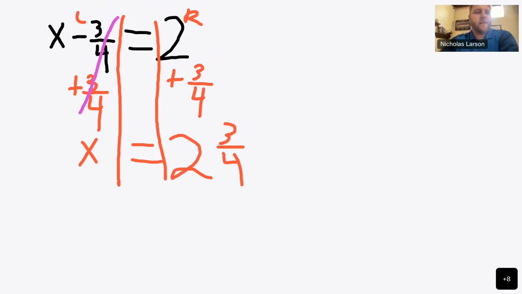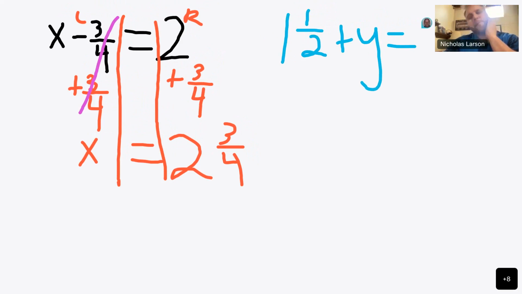Okay. Let's try a different problem. It's going to be similar, slightly different. Let's use 1.5 plus y equals, let's say 5 and 3/4, just to make it a little trickier.